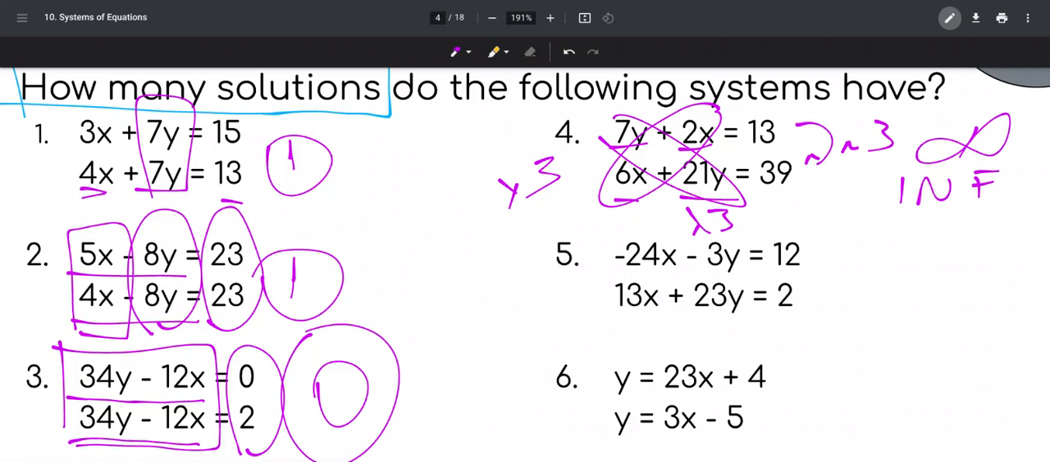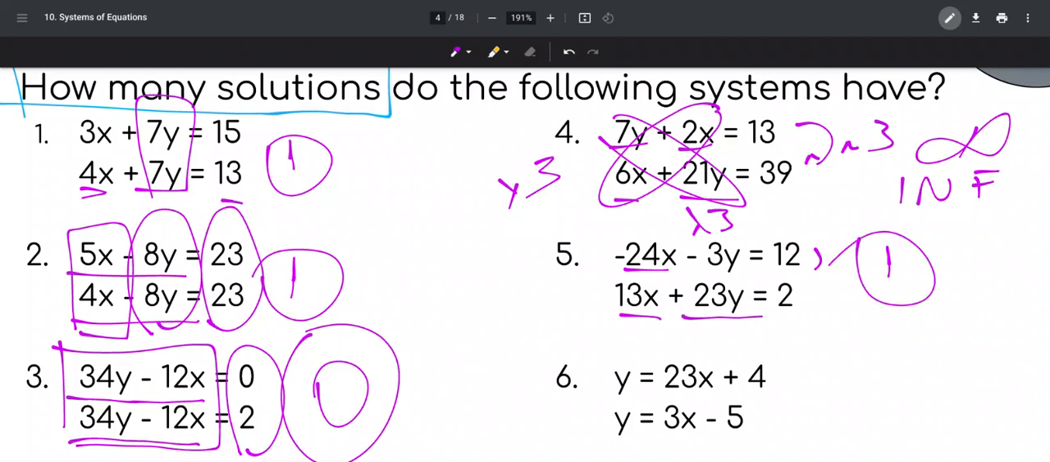Okay, let's look at number 5. I have negative 24x minus 3y is equal to 12, and then 13x plus 23y is equal to 2. So I'm going to try to make them equal, but just by looking at them, you can see that they are not the same equation, and they are not the same equation with different constants. They are different equations, so they have one solution.